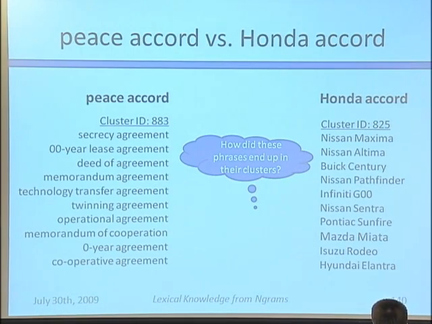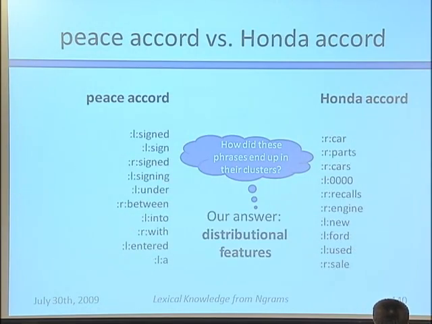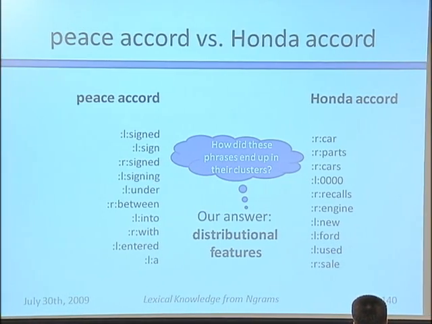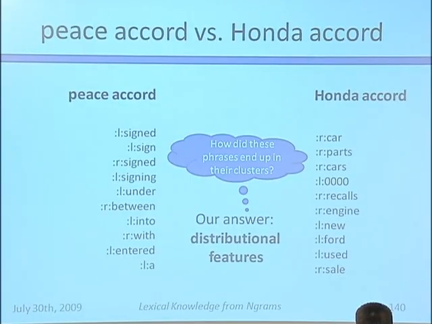So how did these phrases end up in their respective clusters? Well, our answer was distributional features. You can see that the top features for the Peace Accord cluster are things like signed appearing on the left, signing appearing on the left, between occurring on the right. These are typical words that you'd expect to find in the context of a phrase like Peace Accord or any similar one. On the other hand, the features for the Honda Accord cluster are things that you would expect to surround a phrase which is a car, like obviously car, recalls, engine, used, things like that. So this is a good way to separate things into clusters using distributional features.